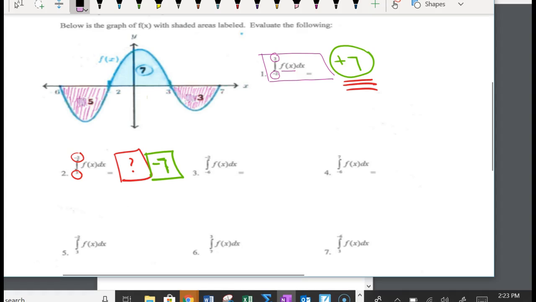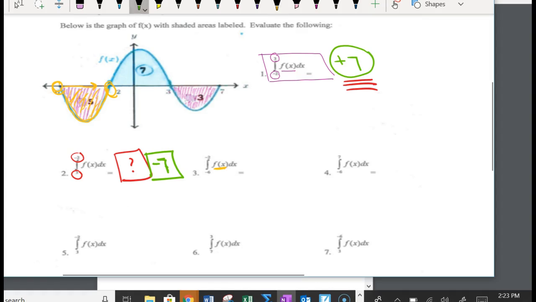We're going now from -6 to -2. The net signed area bounded between f of x and the x-axis from -6 to -2. I'm just making note that I'm going in that direction. Here is the function f of x. Here is that region. That's the region bounded between the function and the x-axis.